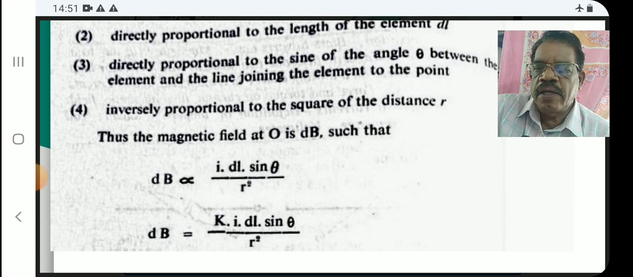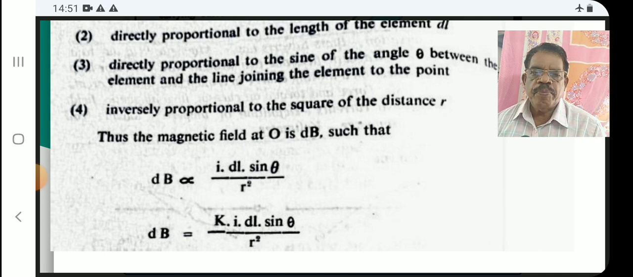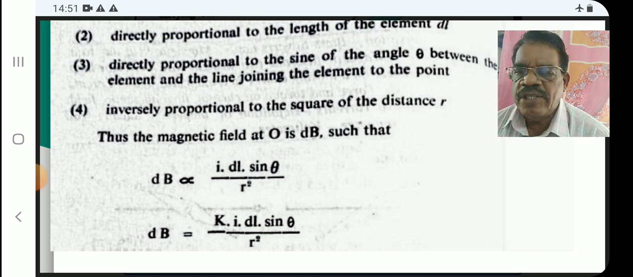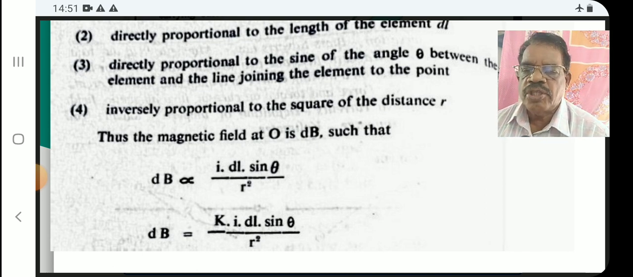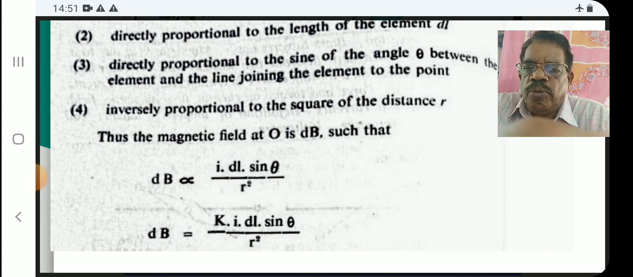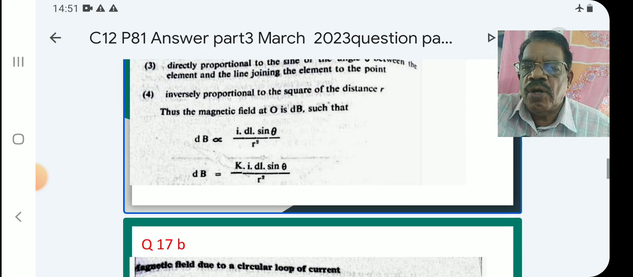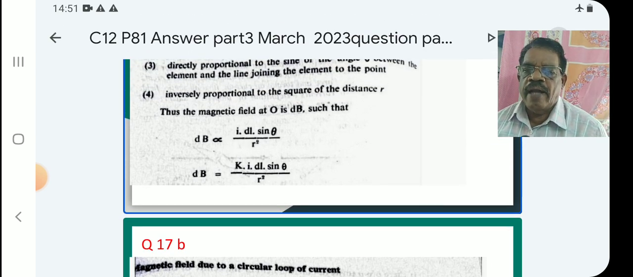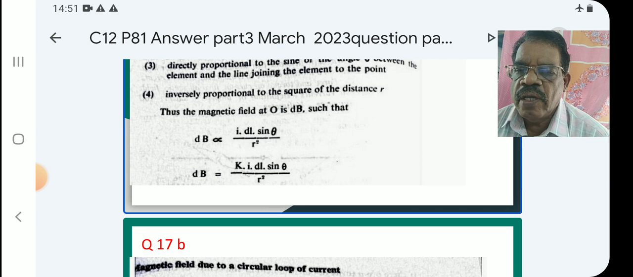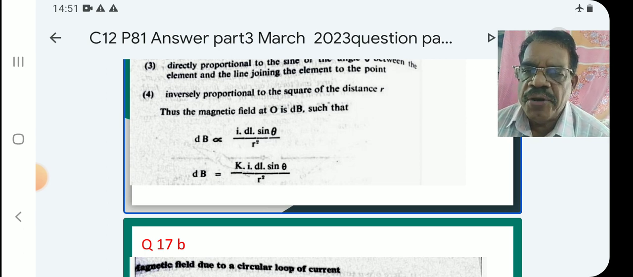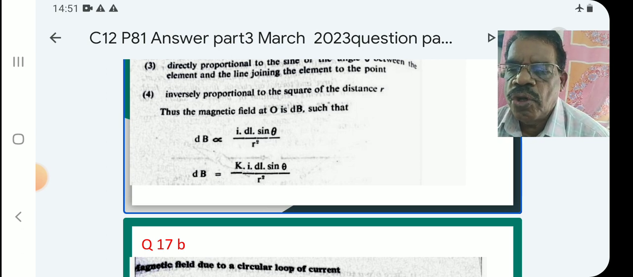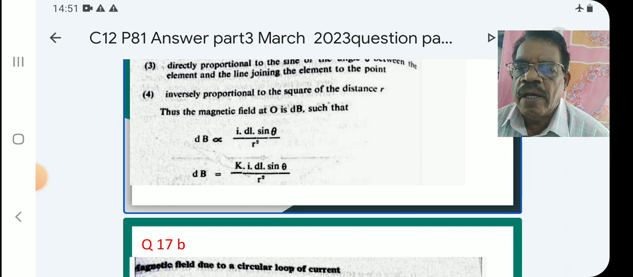We write dB is equal to K. You know, the proportionality sign can be replaced by equal to constant. Therefore, dB is equal to K I dl sin theta by r square, and K is found to be mu 0 by 4 pi. In the place of K, you can write mu 0 by 4 pi also. So Biot-Savart law can be written as dB is equal to mu 0 by 4 pi I dl sin theta by r square.